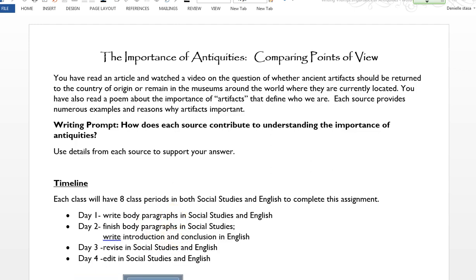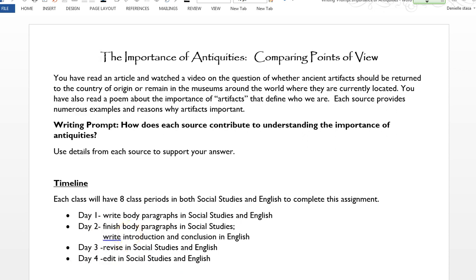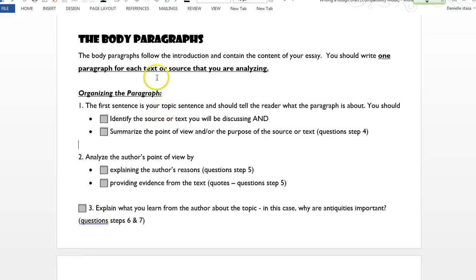So how should you organize your body paragraphs? And that's where we're going to start, because that's where we think you should start. Obviously the introduction will come first, but we're going to add it above your body paragraph later. So your body paragraph should have one for each source.